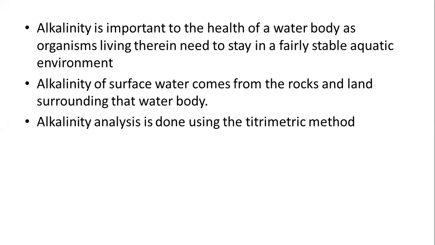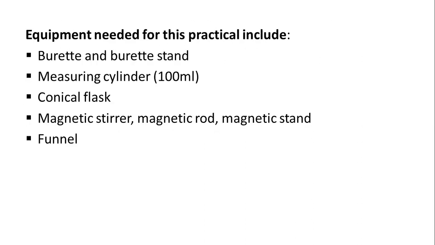The alkalinity of surface water comes from the rocks and land surrounding that water body. That is, when it rains, the runoff washes over rocks and goes into the river. So this is what affects the alkalinity of a water body. For this analysis, we use the titrimetric method. Next.